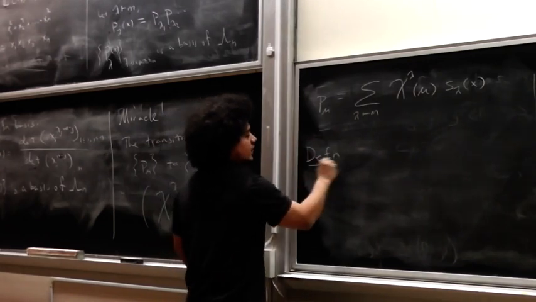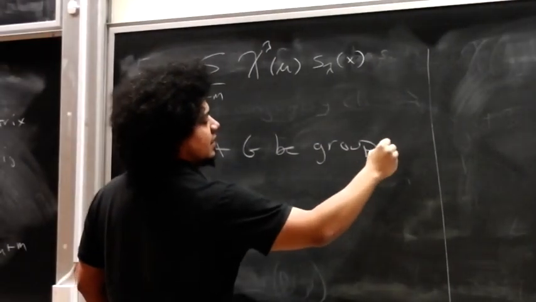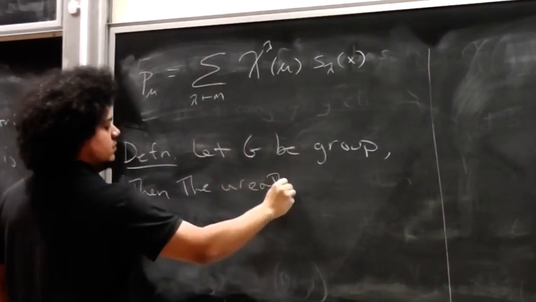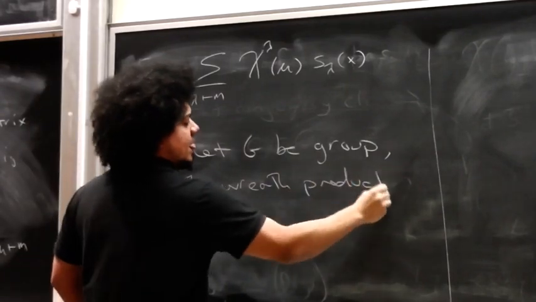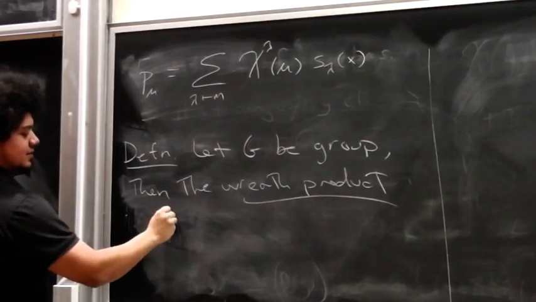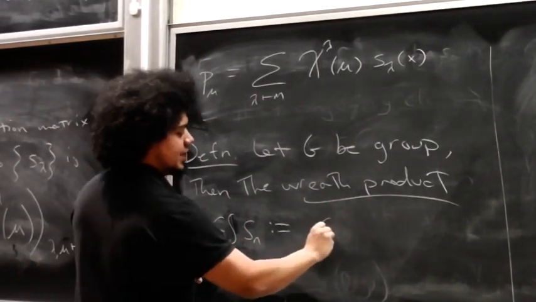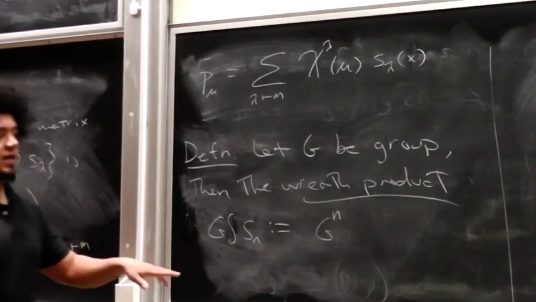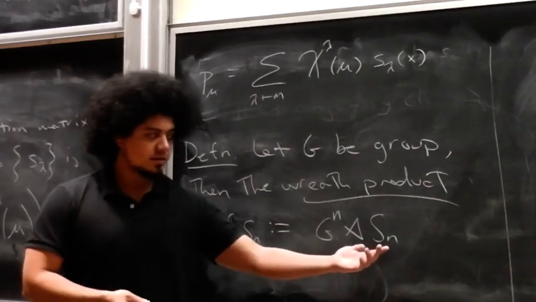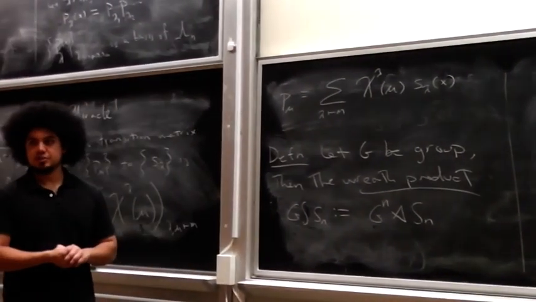Definition. Let G be a group. Our convention is it's finite. Then the wreath product G wr Sn is just equal to, you take n copies of G, and you take the semi-direct product with Sn, where the action of Sn is simply to permute the n-tuples of G, of G^n.